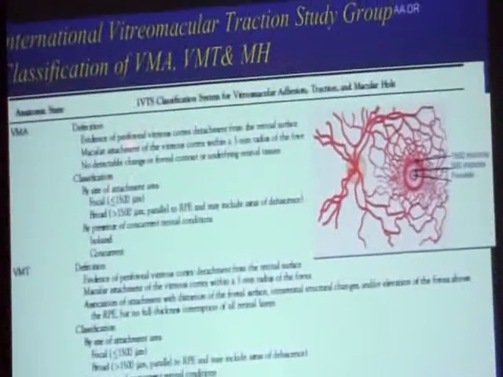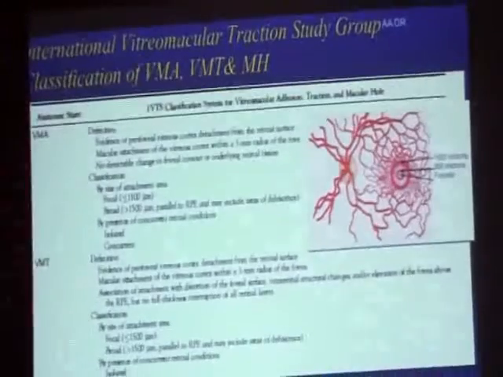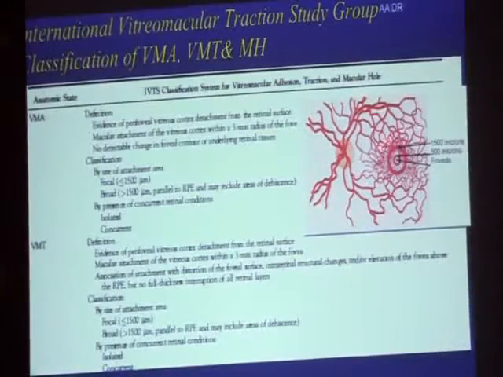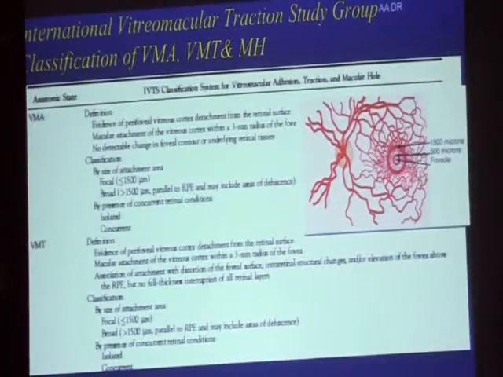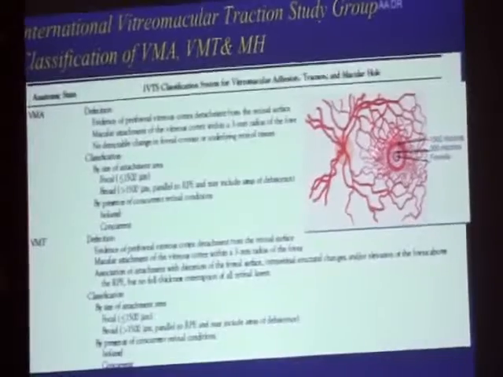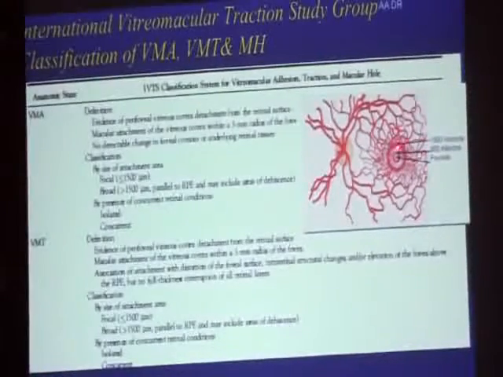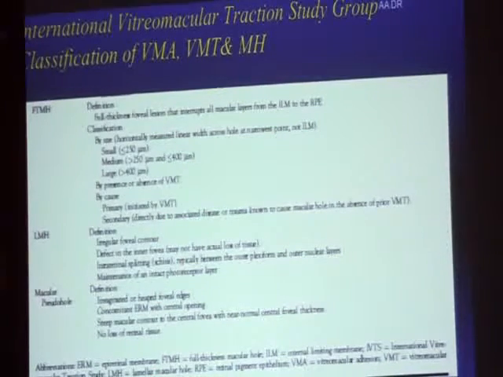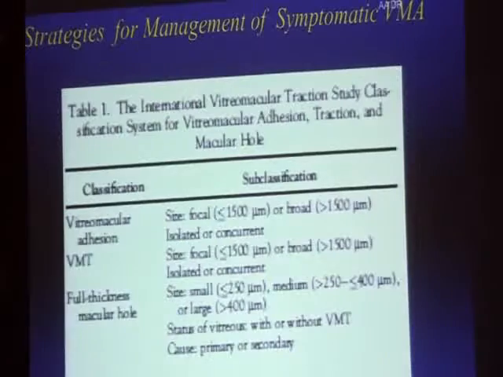VMT and macular hole. I will not go into the details of it, but this should be read up. It's also important to understand that once a vitreomacular separation has occurred, you are still left with two rings of hyaloid which are attached around the fovea, which is very important. So this is the detailed classification, and it's important to understand what is vitreomacular adhesion, what is vitreomacular traction, and how the macular hole forms.